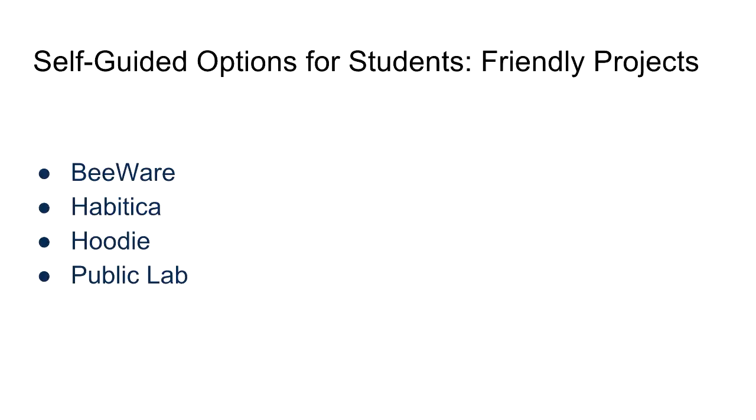Hoodie is a project that helps developers build websites and applications that work offline. And Public Lab, a personal favorite of mine, is a community that develops open source tools for environmental science and citizen science. But there are a lot more than just these four projects that people can check out.